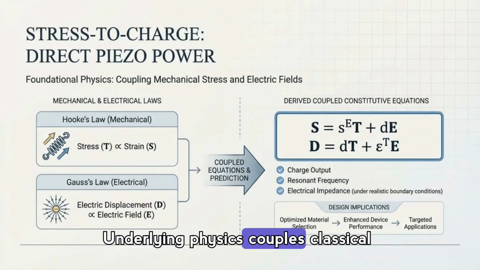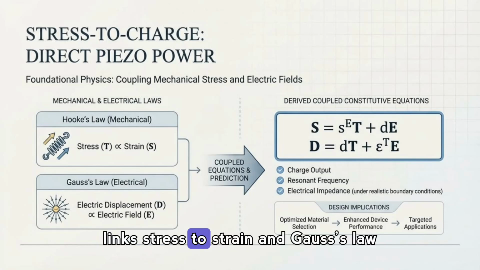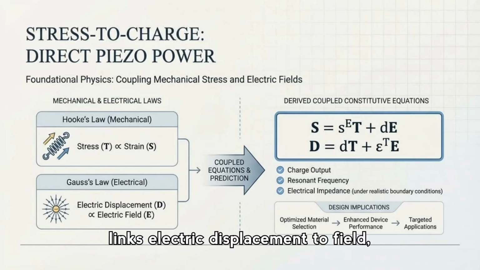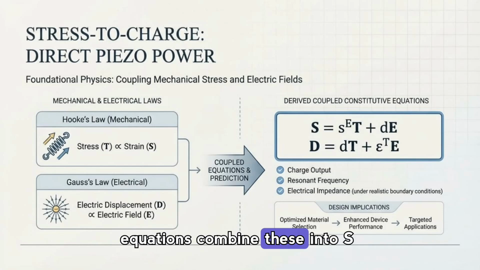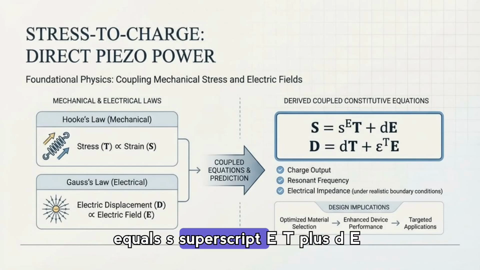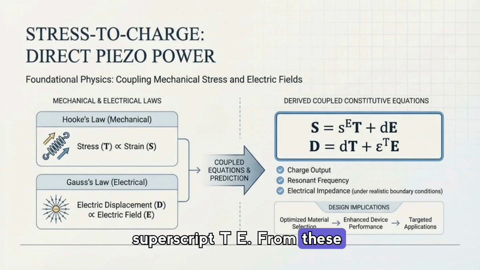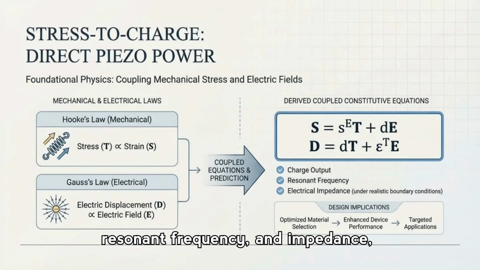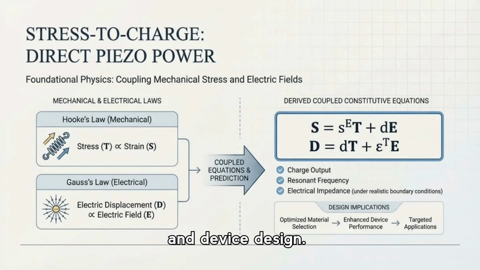Underlying physics couples classical mechanical and electrical laws to predict piezo behavior. Hooke's law links stress to strain, and Gauss's law links electric displacement to field, and the coupled constitutive equations combine these into S equals s^E T plus dE, and D equals dT plus epsilon^T E. From these relations we derive charge output, resonant frequency, and impedance, guiding optimized material selection and device design.